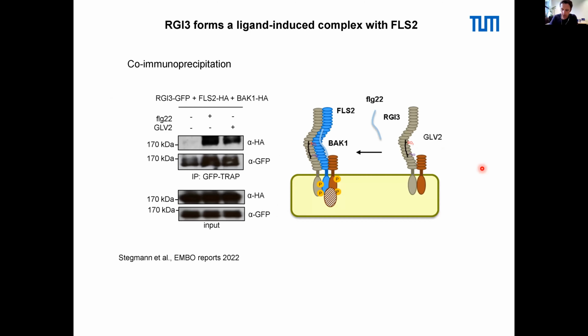So, and as FLS2 and RGI3 are both receptors, we were interested whether they are also able to interact by co-immunoprecipitation experiments. And we found that under untreated or unchallenged conditions, there is no interaction between these two proteins. But in response to either FLG22 or Golvin-2 treatment, we see a ligand-induced complex between FLS2 and this RGI3 receptor, which may underlie the role of these RGIs to regulate subsequent FLS2 stability or turnover.